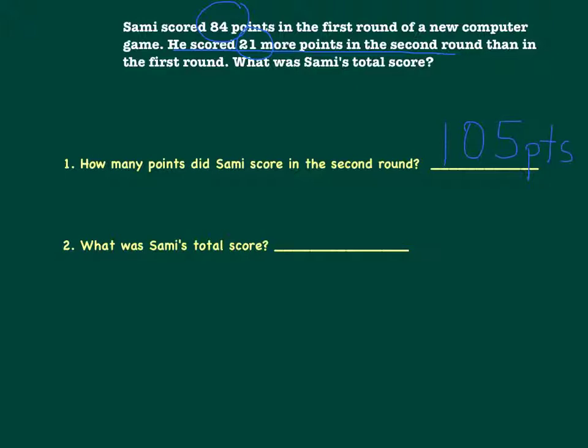But our most important question, the question for the answer, was what was Sammy's total score? This doesn't give us Sammy's total score. That's Sammy's total score for the second round. So we added 105 points to 84 points, and we got his total score for both games, which was 189 points. No naked numbers.